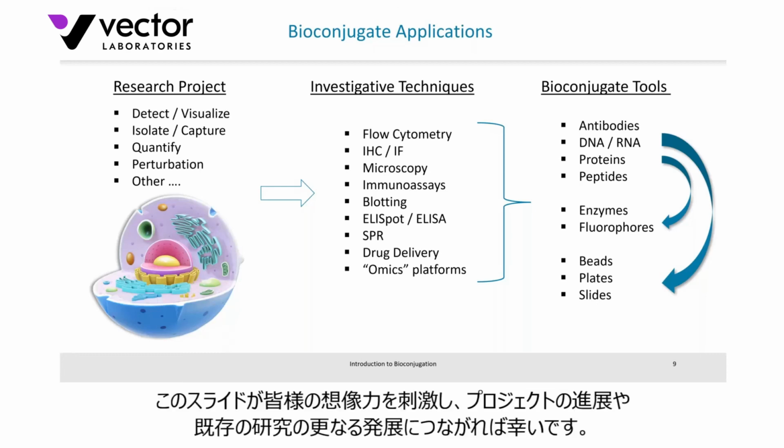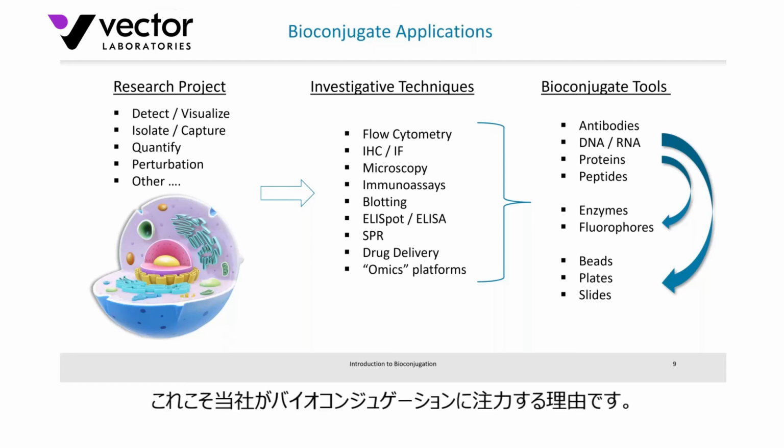Hopefully the idea of this slide is to start getting the juices running in your mind and thinking, okay, how can I push my research project further? Or what if I could quantify, perturb or whatever it might be, a given cascade or signaling pathway in my study? Could you push that particular research further and probe new areas? And this is where the bioconjugate tools come in.